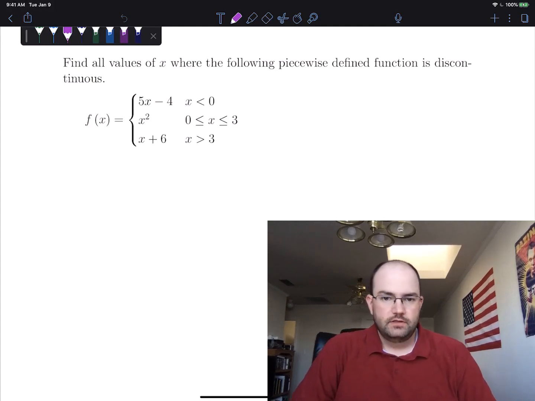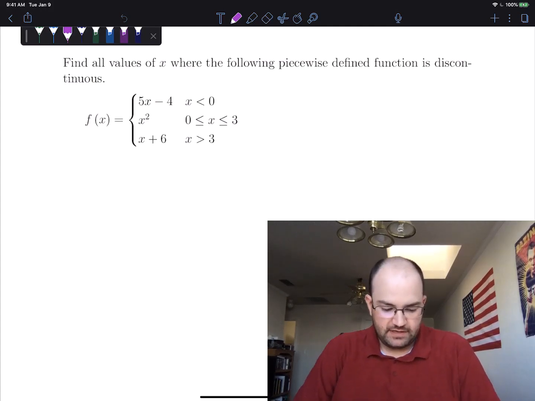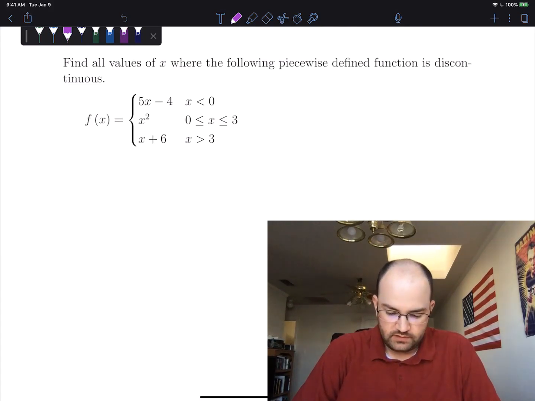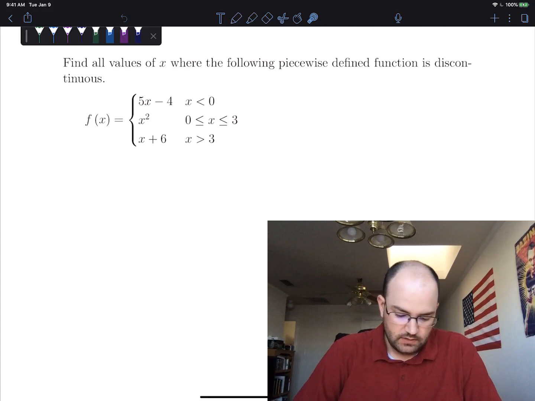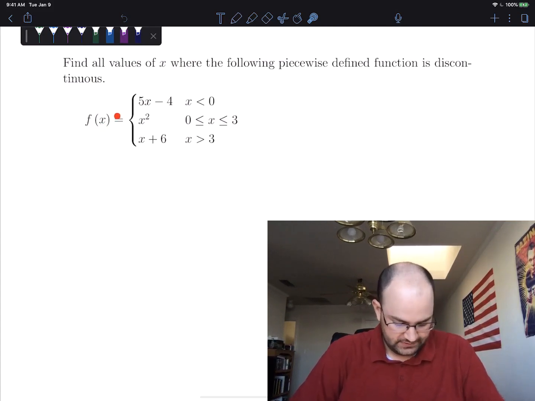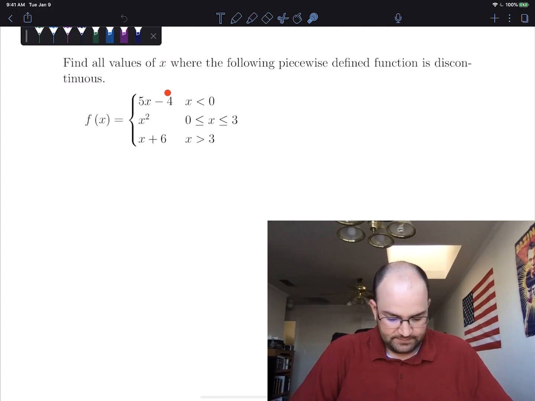Hello. In this video, we're going to find all values of x where the following piecewise defined function is discontinuous. If we look at this function, it's f of x equals 5x minus 4 when x is less than 0, x squared when 0 is less than or equal to x is less than or equal to 3, and x plus 6 when x is greater than 3.